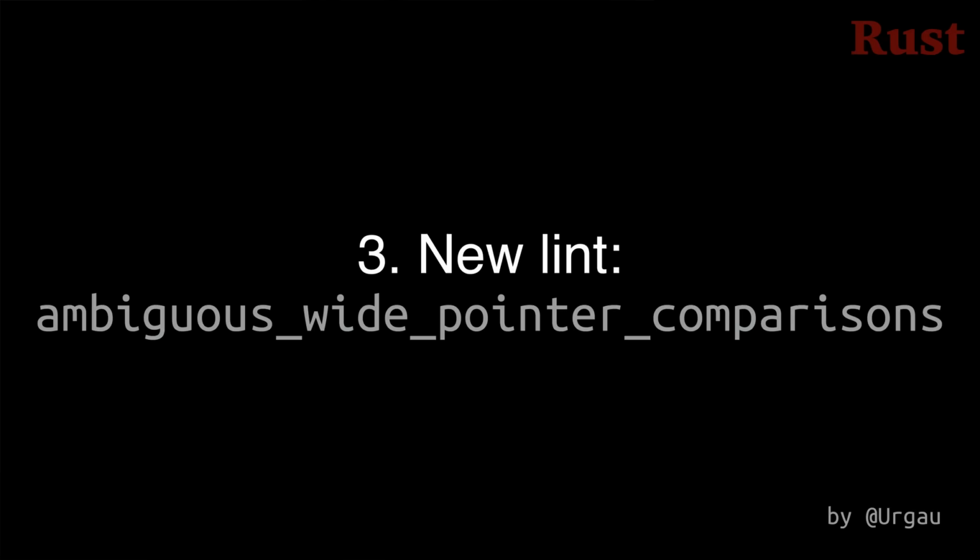Number 3. There's a new warn by default lint called ambiguous wide pointer comparisons. Wide pointers are pointers to dynamically sized types like trait objects or slices. They're called wide because in addition to an address, the pointer also includes metadata, like the length of a slice or, in the case of a trait object, the address of a vtable.